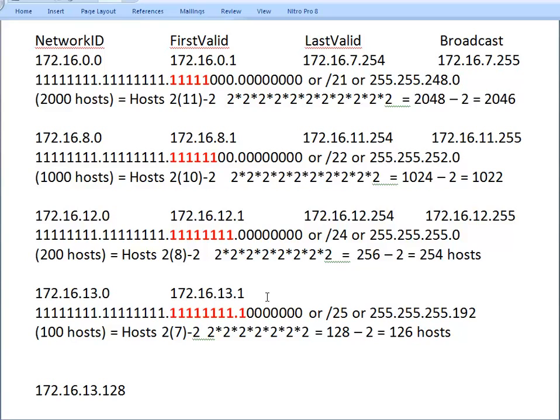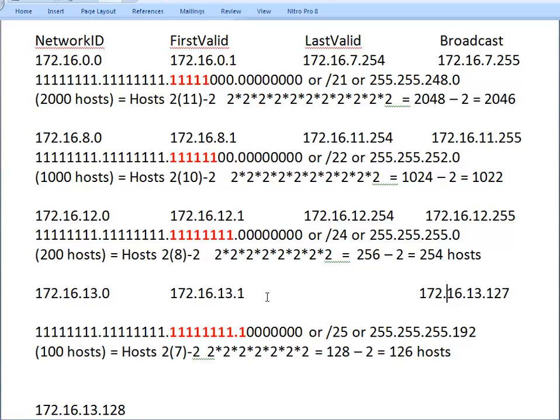Okay, excellent. Now the broadcast is 172.16.13, so yeah, 13.127. And the last valid is 172.16.13.126. Okay.